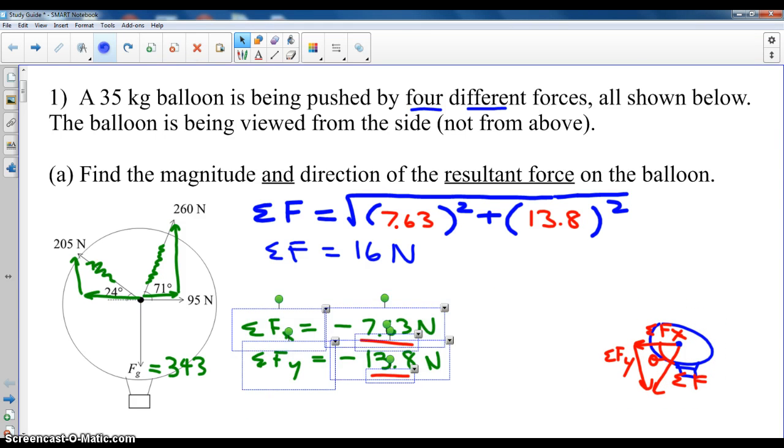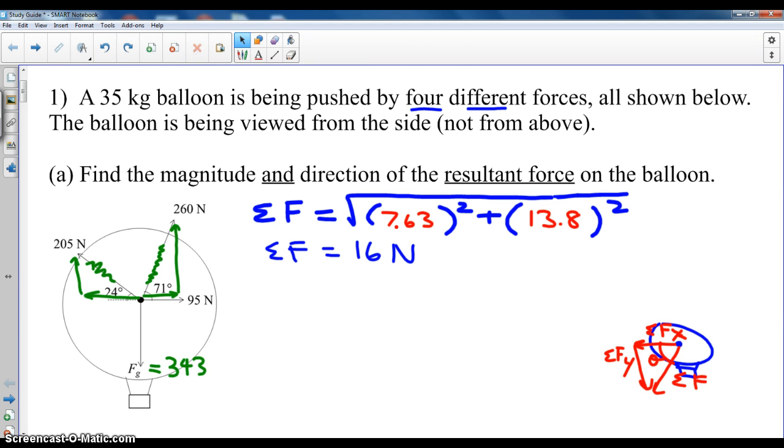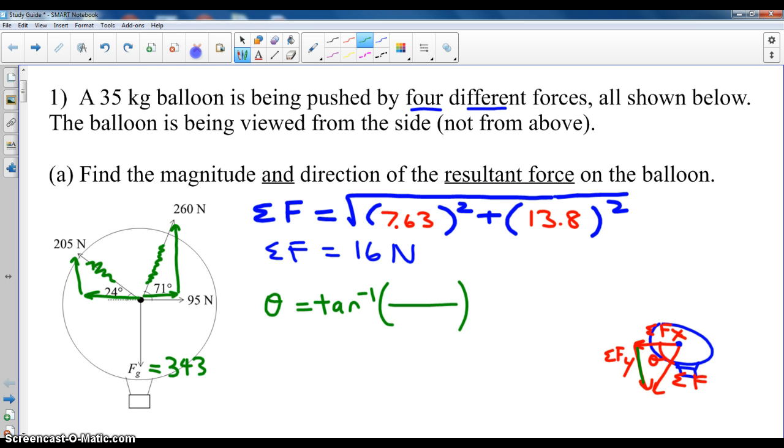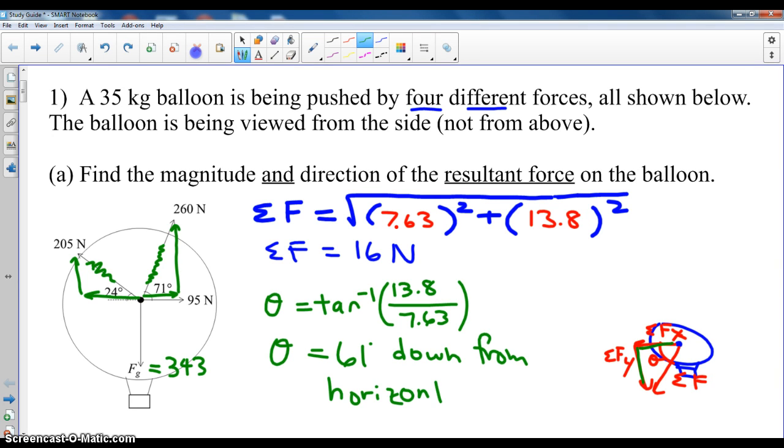So I'm going to take away this so I have room. And I find theta, inverse tan of opposite over adjacent. So it was 13.8 over 7.63. You plug that into the calculator, make sure you're in degrees mode, and you get 61 degrees. By looking at the picture, I see that it's down from horizontal left.